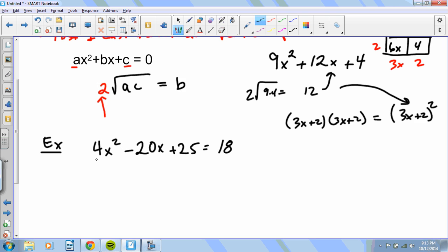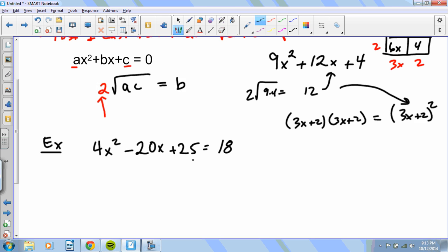Now notice I have 4x squared minus 20x plus 25 equals 18. It's not equal to 0 yet, but that's okay. If I brought this over and made it equal to 0, I wouldn't have anything that works for me. Okay, so it wouldn't be factorable. You'd find it wouldn't be factorable. So again, this is good for when it's not factorable.